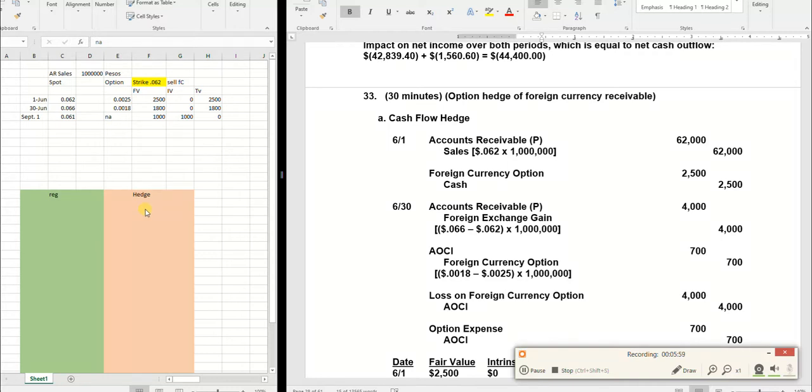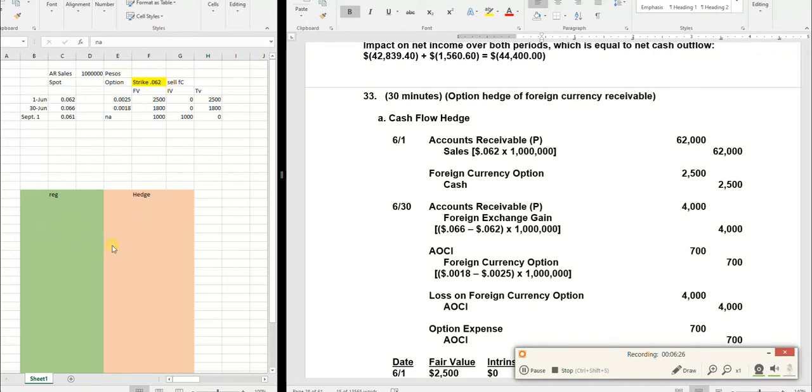So I did expend cash of $2,500 because they sold it to me for 0.0025 cents per peso, and I had 1 million pesos. So I had to pay somebody $2,500 for the option to say no. So the foreign currency option is always going to be an asset. You can't have a negative here. It'll always be an asset. So I debit foreign currency option and credit cash for $2,500. So I have a journal entry here, I have a journal entry there.